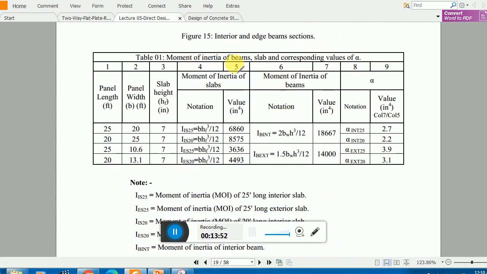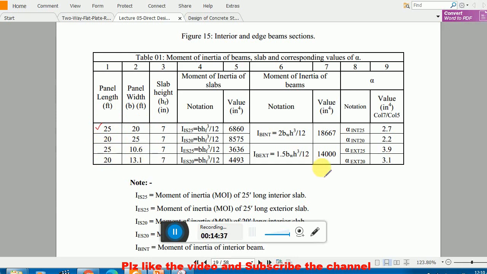Now here we have this table, and this table is very important to understand. In this table you see panel lengths 25 feet, 20 feet, 25 feet, 20 feet. 25 is in the longitudinal direction, 20 in the transverse direction. Similarly, 25 in longitudinal and 20 in transverse. One is for the interior slab and one is for the exterior slab, north-south direction and east-west direction. For panel widths, if you are taking 25 feet as your length, then your width will be 20. If you are taking 20 feet as your length in north-south direction, this 25 will now be your width. So that is the principle.